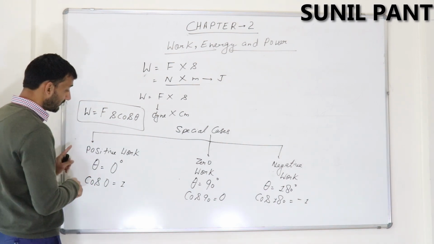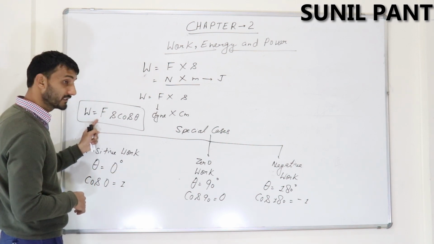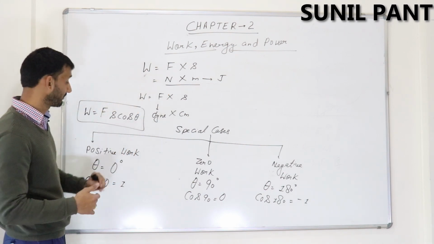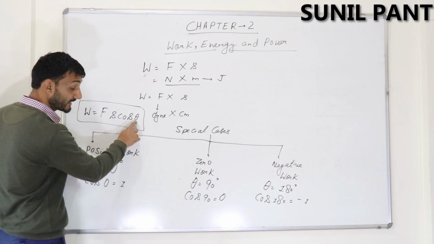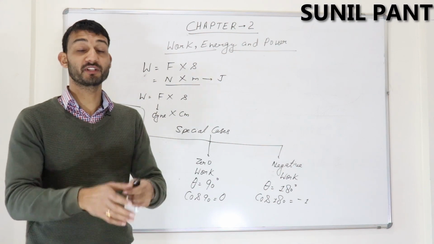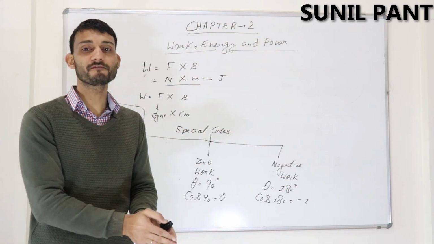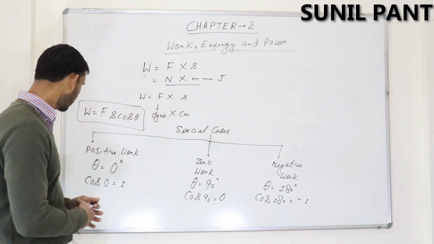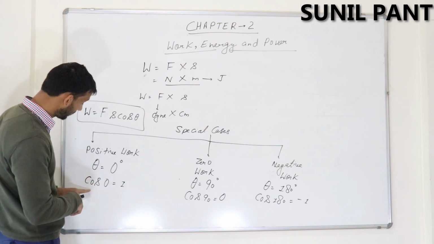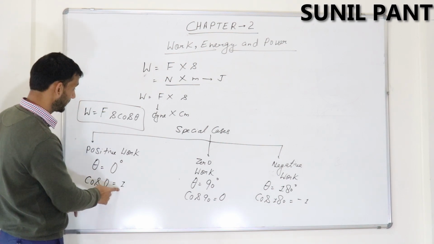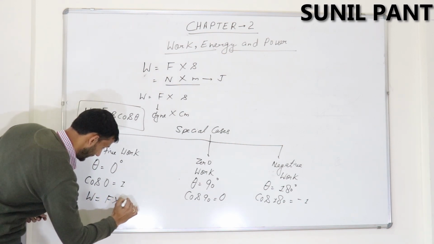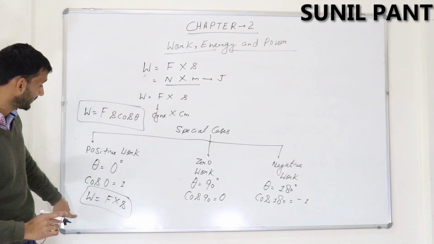So for positive work, the force and displacement take place in the same direction. So it becomes this case only. In this case, theta angle is 0. Why is this angle 0? Because the force is applied on an object and the object moves in the direction of the force which is applied. So that will be positive work. So in this case, theta will be 0, cos 0 is 1, and if cos 0 is 1, then work will be Fs, F into S. So this is the positive work.